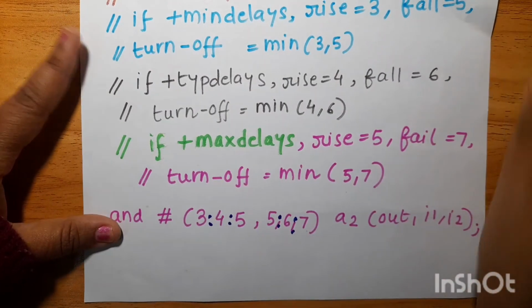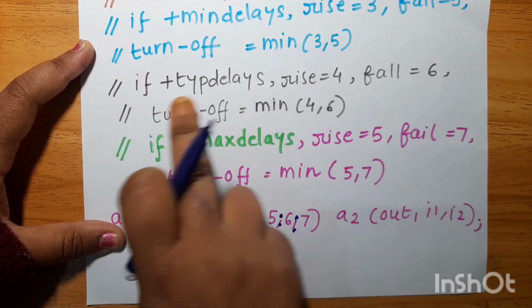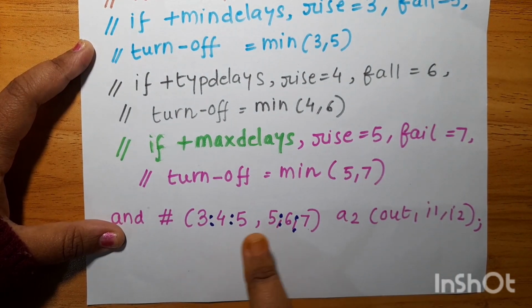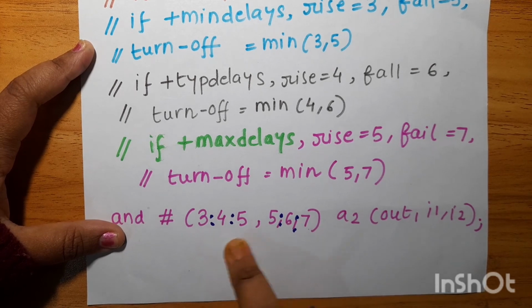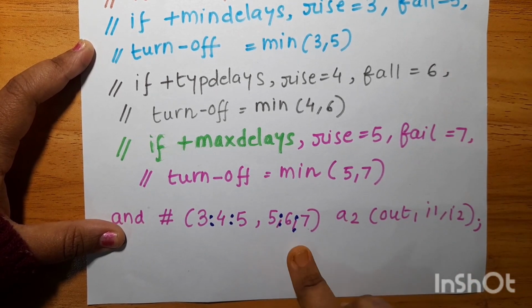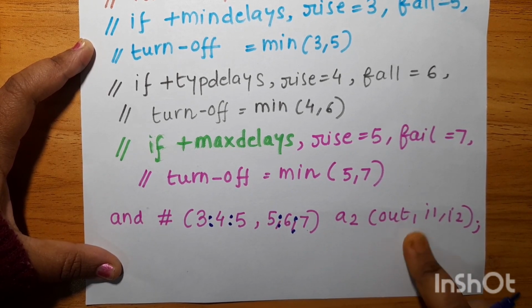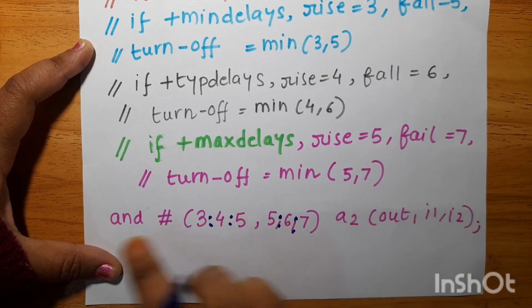So while writing it, first of all, I will write the rise of all the delays: minimum delays, typical delays, max delays. That is 3, 4, 5, all separated by colon. Then comma, I will write the fall delays: 5, 6, 7, all separated by colon. And A2 is the instance name. Out is the output. And I1 and I2 are the inputs of the AND gate.